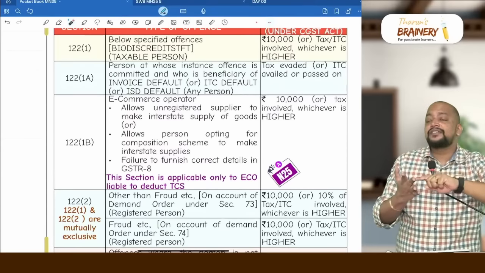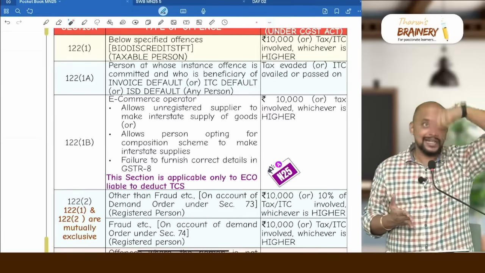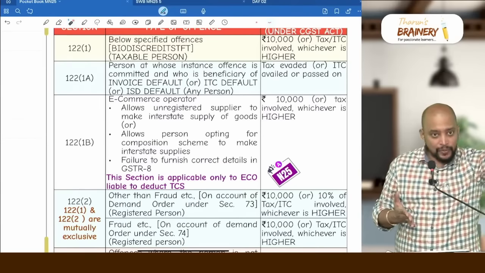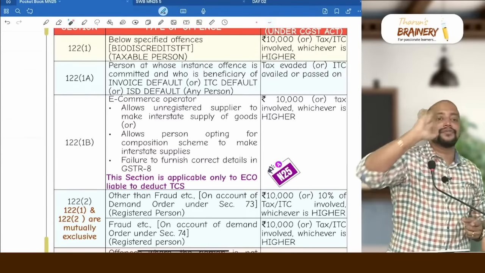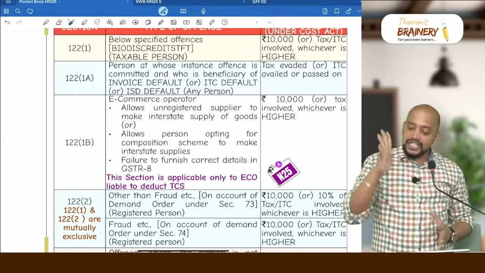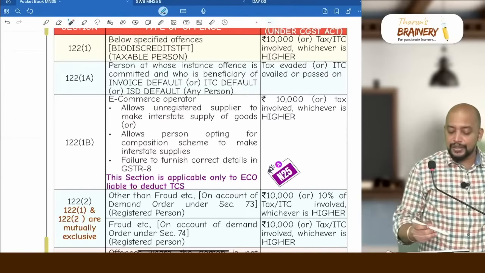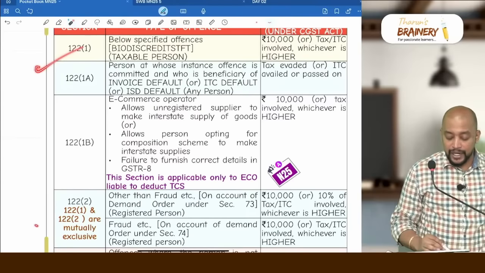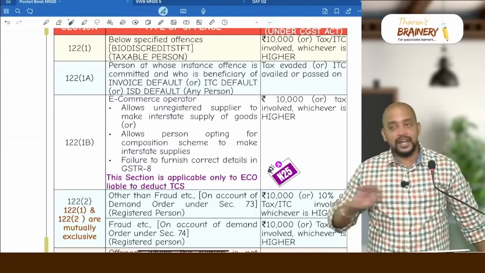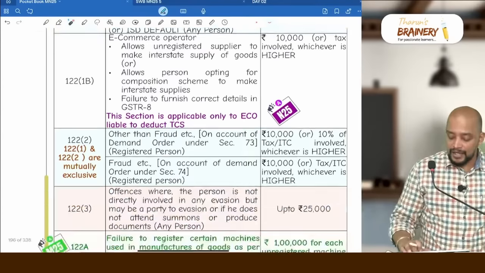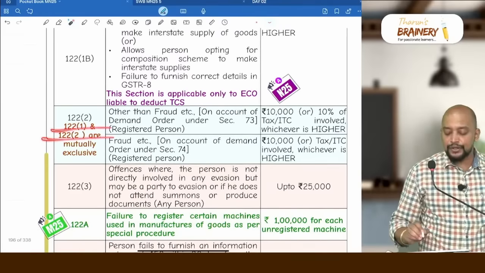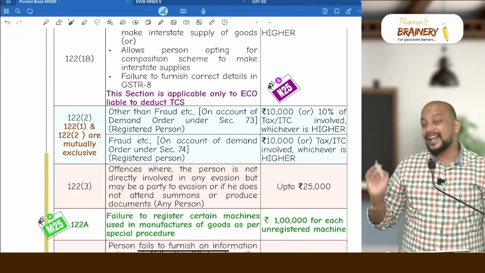Then wrong availment of ITC, wrong utilization of ITC, is also there in 122 subsection 1. And thereafter erroneous refund, that is also there in 122 subsection 1. For these 5 offences, can there be a possibility of both 122 subsection 1 and 122 subsection 2? No, never, because out of these two, only one will come. Therefore 122 subsection 1 and 122 subsection 2 are mutually exclusive.